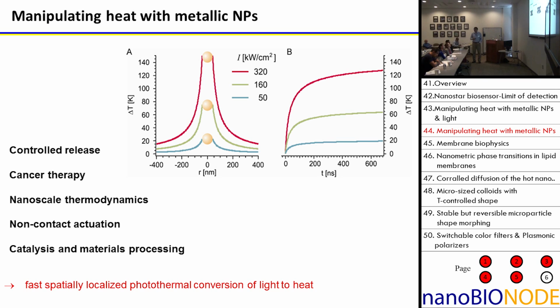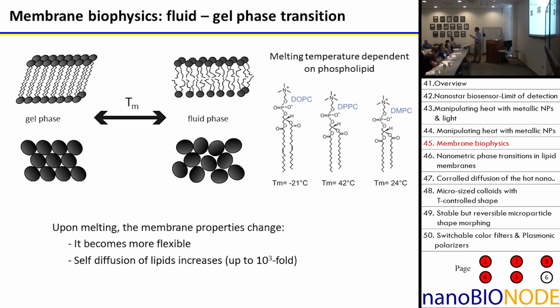You can use it in basic science, in biophysics, because you can induce transitions from, for example, gel phase to fluid phase of membranes, right, where you locally heat this membrane, and that allows you to go from this crystalline state to a fluid state where things within that membrane can easily move around.